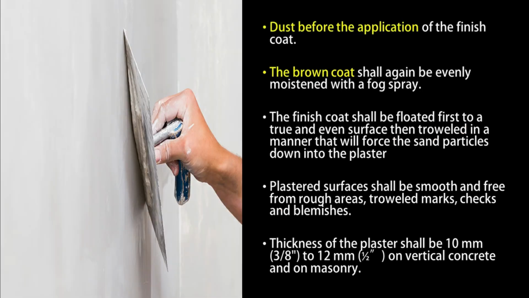Finish coat. Finish coat shall not be applied until the brown coat has seasoned for 7 days. Dust before the application of the finish coat. The brown coat shall again be evenly moistened with a fog spray. The finish coat shall be floated first to a true and even surface, then troweled in a manner that will force the sand particles down into the plaster. Plastered surfaces shall be smooth and free from rough areas, trowel marks, checks, and blemishes. Thickness of plaster shall be 10 mm or 3/8 inch to 12 mm or 1/2 inch on vertical concrete and on masonry.